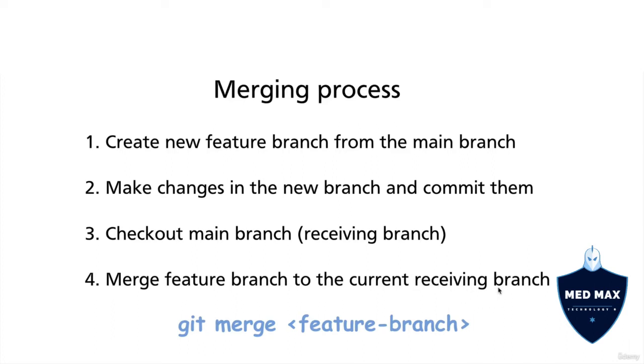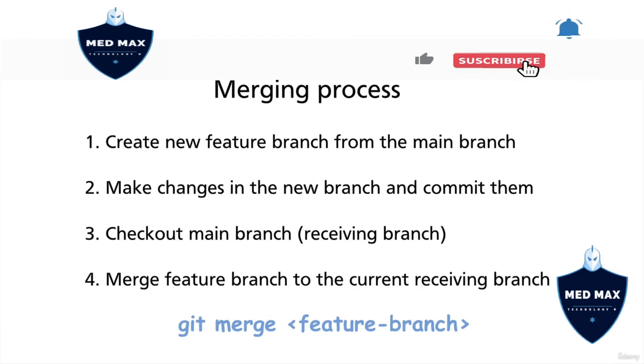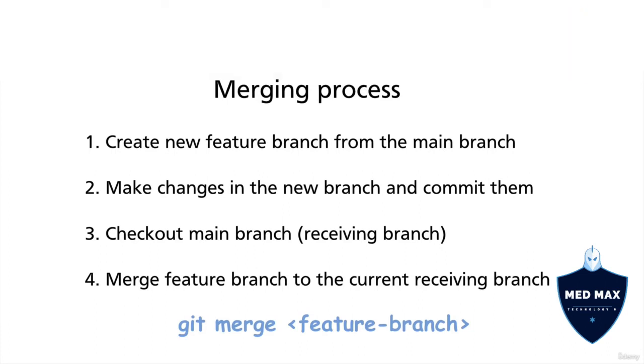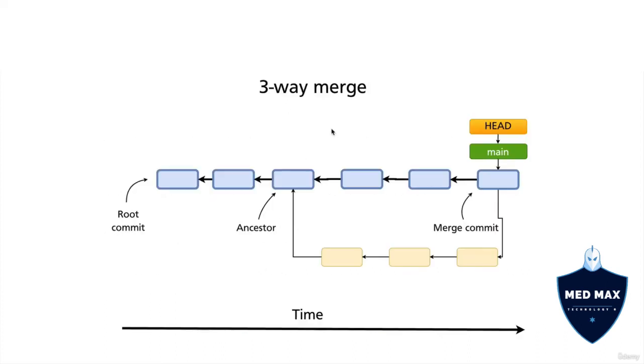And for that, there is command git merge. And after merge, you need to specify name of the feature branch you want to merge into the currently checked out receiving branch. You could also merge multiple branches at the same moment of time. But that's not what is usually performed. Usually just single feature branch is merged into the main, release, or dev branch. That's merging process. But what actually happens when you perform merge?